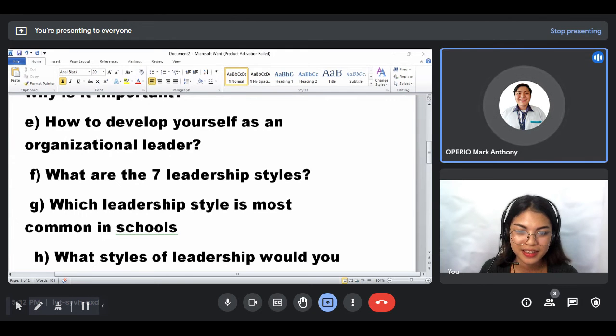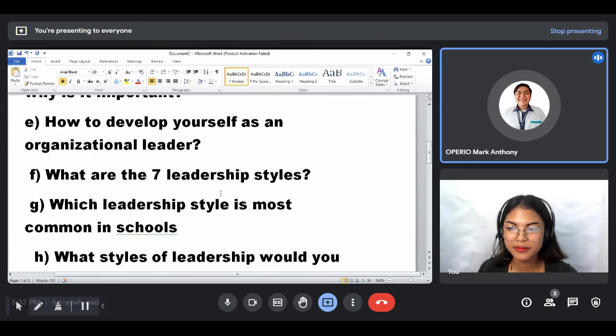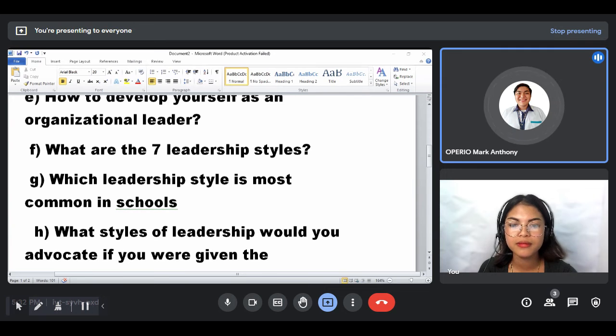Then the fifth one is coaching leadership. A coaching leader gives people direction to help them develop and utilize their abilities to achieve their full potential. They are focused on bringing out the best in their teams by guiding them through obstacles to achieve their goals.